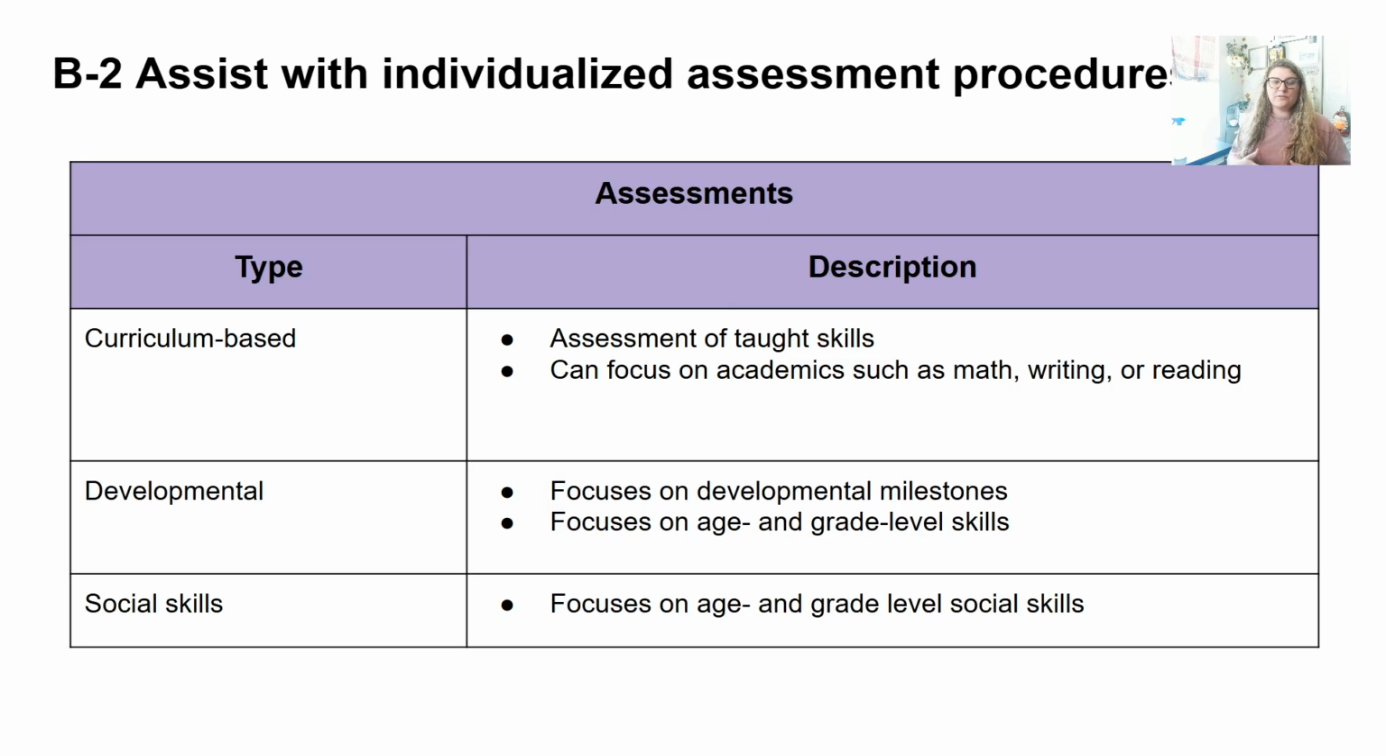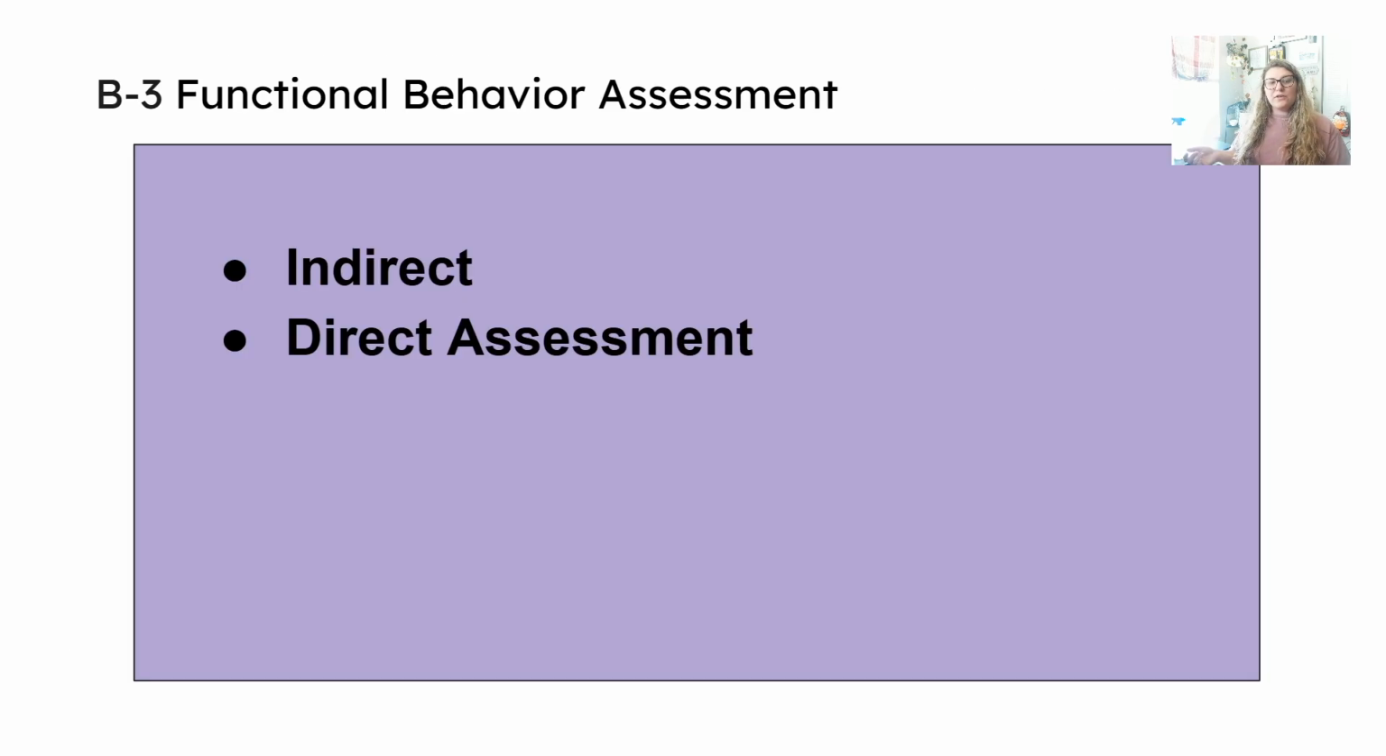And then we have assist with individualized assessments and procedures. Your types of assessments are curriculum-based, developmental, and social skills. Curriculum-based assessments cover taught skills, so they can focus on academics such as math, writing, or reading. The developmental focuses on developmental milestones, or age and grade level skills. And your social skills focuses on age and grade level social skills. So can they play with a friend nicely? Can they share with a friend? Can they create social relationships with other children? Things like that. And then you have your functional behavior assessment.